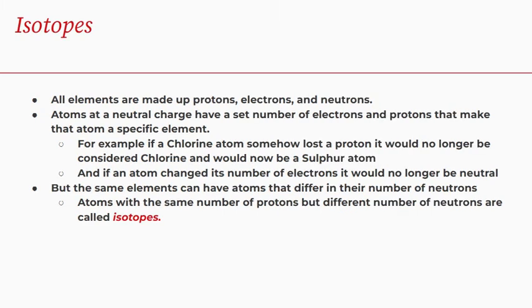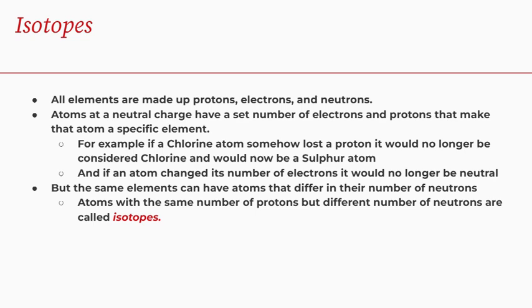Hello, this is our lecture on isotopes. So, as we talked about in our last lecture on atomic structure, all elements are made up of protons, electrons, and neutrons. And atoms at a neutral charge have a set number of electrons and protons that make that atom a specific element.